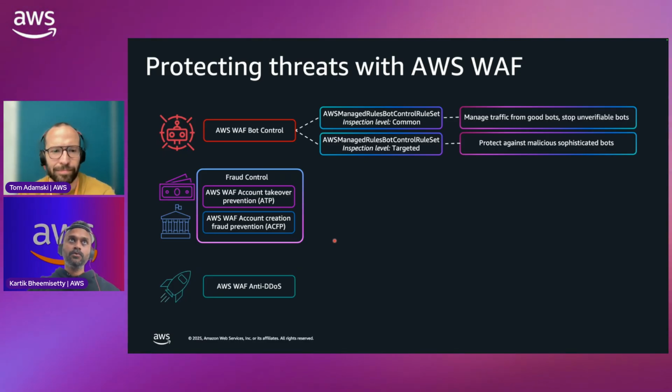Remember the common rule set. If it is a verified bot, for example, an Amazon bot or a Google bot, those are verified bots. By default it allows that particular traffic, so it's like the default configuration. If it is not a verified bot, it's going to block the traffic. So this is the common bot control rule set.